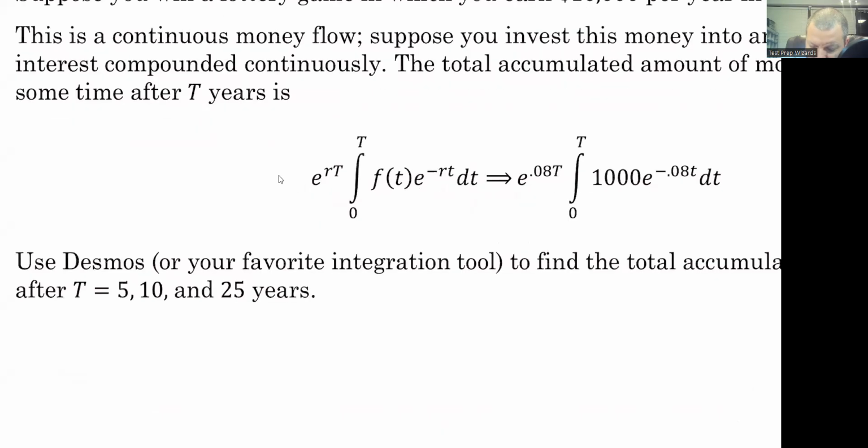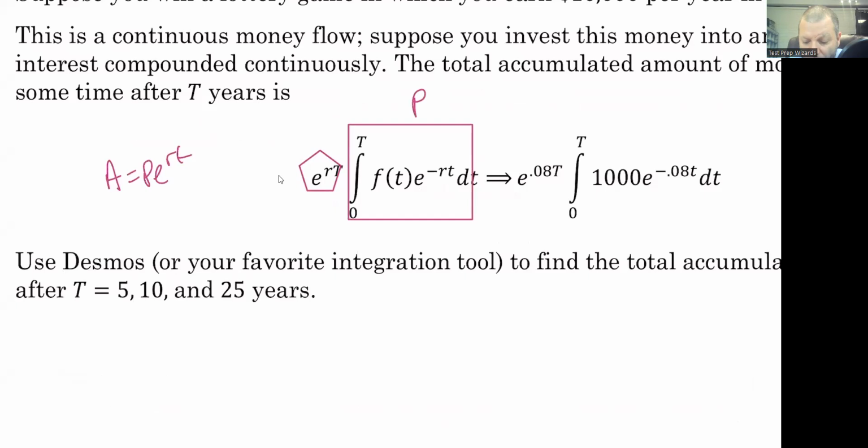So in a sense, here's our e to the rt. You might remember A equals P e to the rt. So what this here is representing is what the P would be, that present amount of money that you have at any point in time.